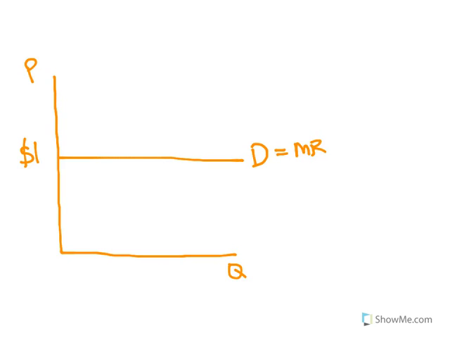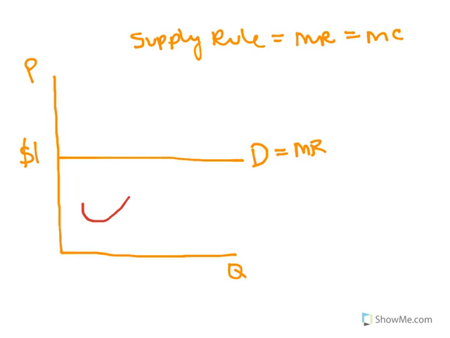So we already learned in previous lectures that every firm is going to produce based on what we call the supply rule. And the supply rule states that every firm will either maximize profits or minimize losses if they produce where marginal revenue equals marginal cost, or more specifically, increasing marginal cost. So that means what we need on this graph now is our marginal cost curve. So let's go ahead and just put that on there.